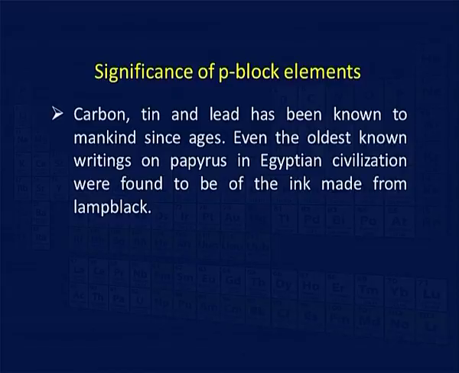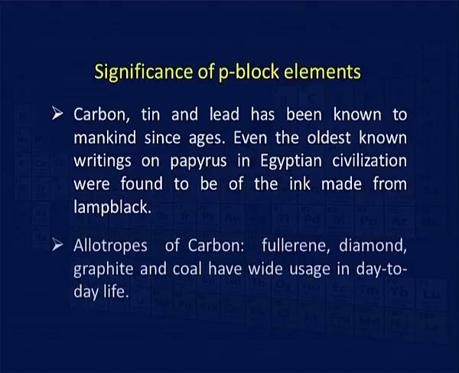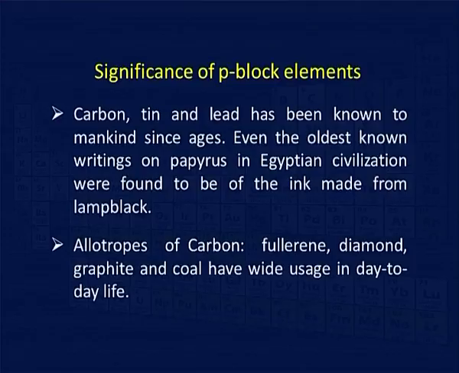Even the oldest known writings on papyrus in Egyptian civilization were found to be in ink made from lamp-black. That lamp-black is also an allotrope of carbon. Allotropes of carbon include fullerene, the most modern technology where carbon nanotubes are being discussed a lot, diamond which has a lot of strength, graphite and coal, which have wide uses in our day-to-day life.